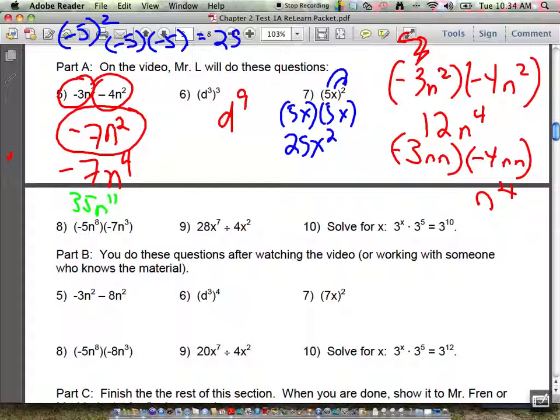28 divided by 4. Talk to me. Good. 7 is right. What do I do with these exponents? Do I add them? Do I subtract them? Do I multiply them? Do I divide them? What do I do? That's right. So what is 7 minus 2? Good. 7x to the 5th is the right answer.